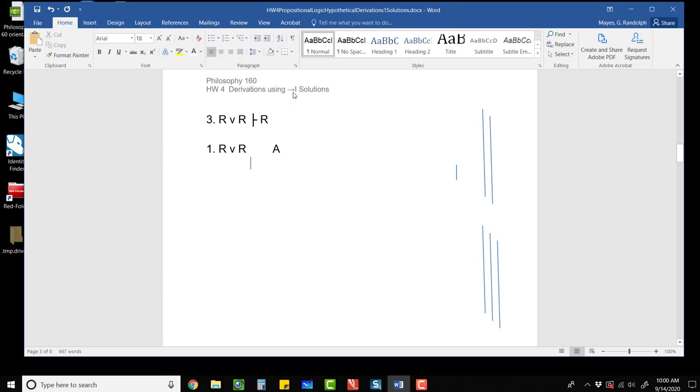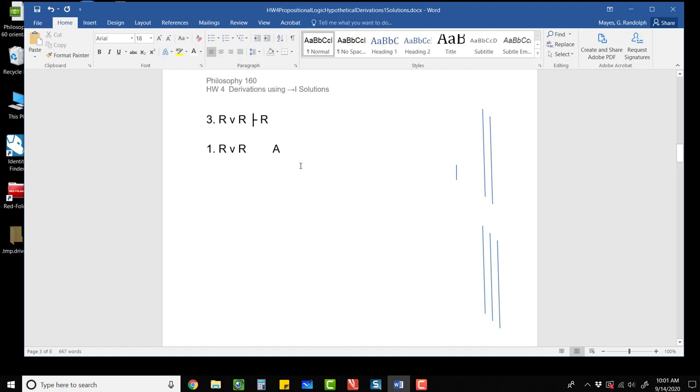One is that sometimes we use conditional introduction to prove a conditional that isn't our main conclusion, but some subsidiary conclusion that we need to get to our main conclusion. And that is very often going to involve the use of disjunction elimination.